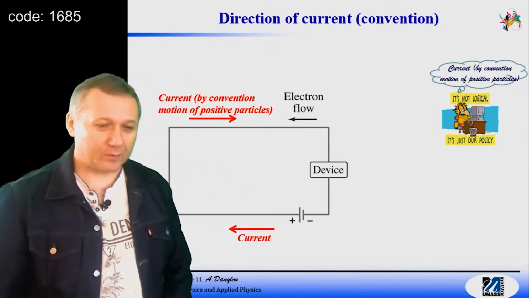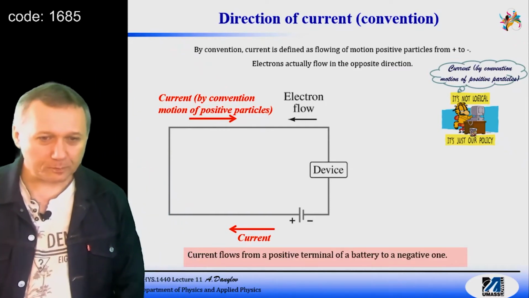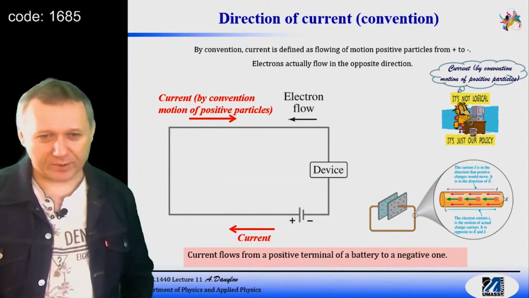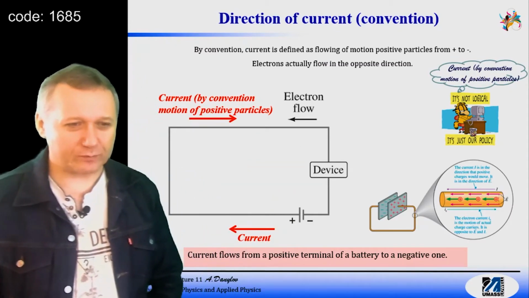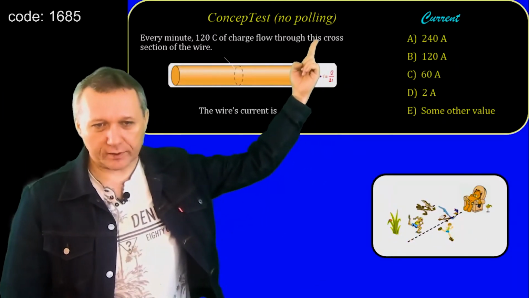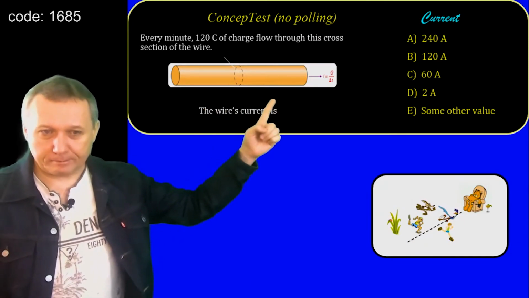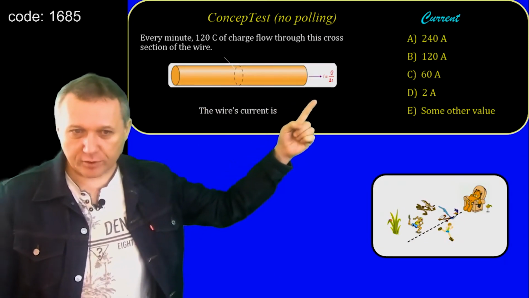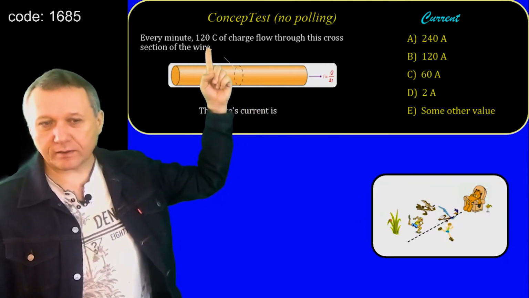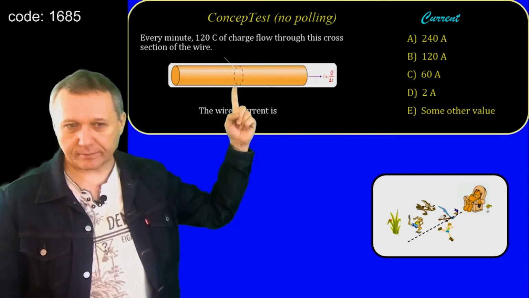And now, what else? Let's introduce the current density. Okay, that's just a picture, might be useful. I just took it from the book. I don't want to poll this. So quite simple. Let's assume that we have a wire. And now we know that every minute 120 coulombs of charge crosses this cross-sectional area.